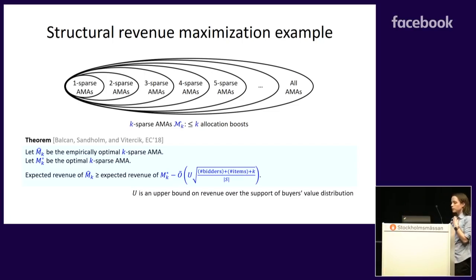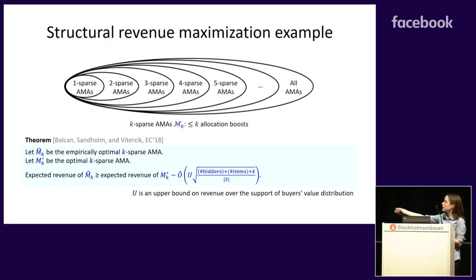Okay, so what our general theorem, that Nina presented, allows us to show is that if m hat k is the empirically optimal k-sparse AMA, so it maximizes average revenue over the samples, and m_k star is the optimal k-sparse affine maximizer auction, so it maximizes expected revenue, then the expected revenue of this empirically optimal affine maximizer auction is at least the expected revenue of the optimal one minus this complexity-dependent term. And this complexity-dependent term depends on the number of bidders, the number of items, k, which is the sparsity, and the number of samples. And u is an upper bound on revenue over the support of the buyer's valuation distribution.